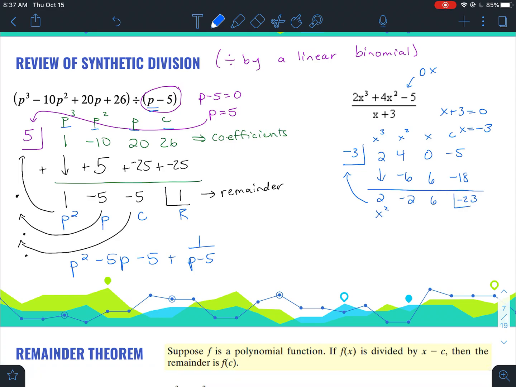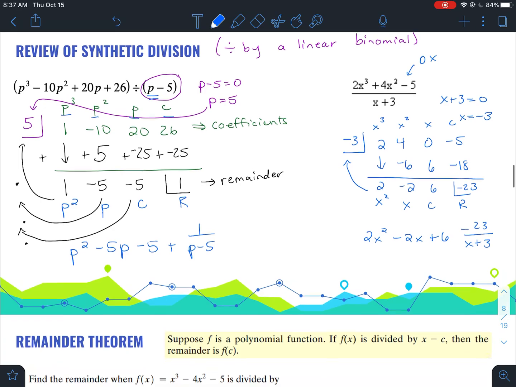I started with x to the third, but I divided by an x term, so that'll be x squared, x, my constant, and my remainder. So this will be 2x squared minus 2x plus 6, and then minus 23 over x plus 3. So that's a review of long division and synthetic division.